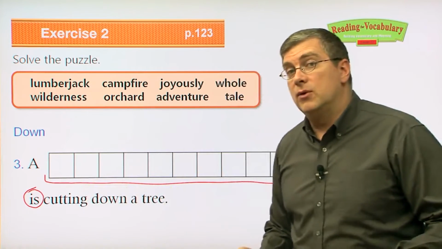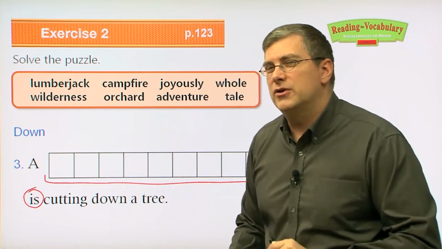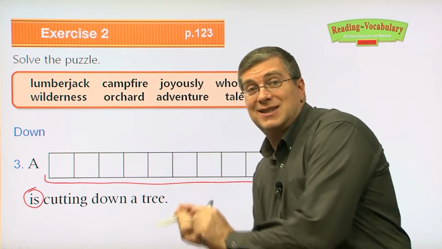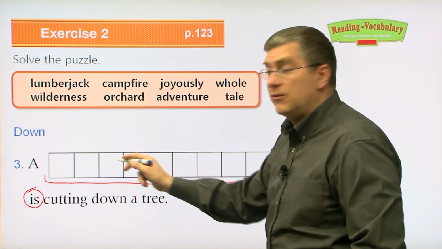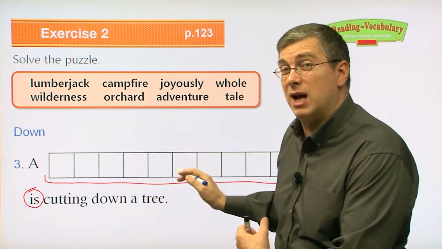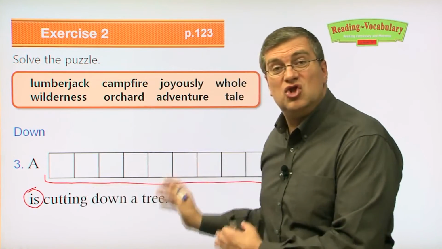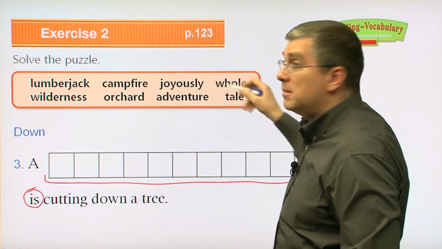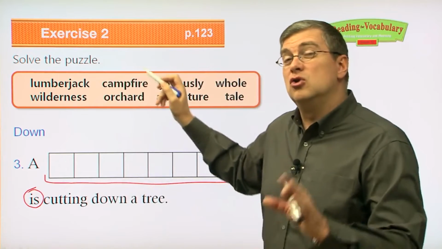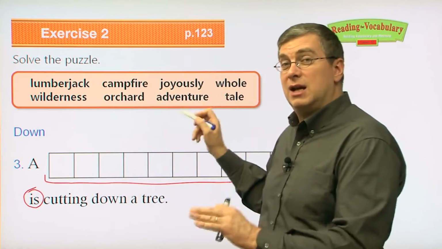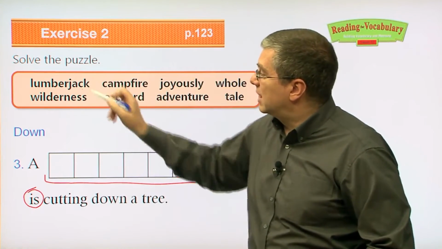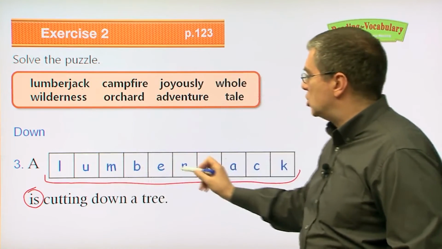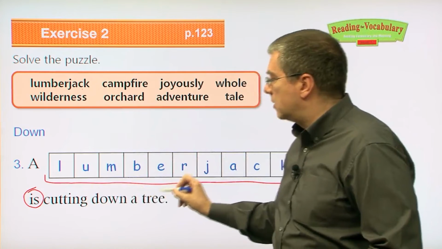Now remember in the vocabulary section, it was our first word. We talked about a person who cuts down a tree. So we're looking for the person, it's a job title, of a person whose job it is to cut down trees. Which word means a person whose job it is to cut down trees? Of course, it's over here. Lumberjack. Ooh, really long word. A lumberjack is cutting down a tree.